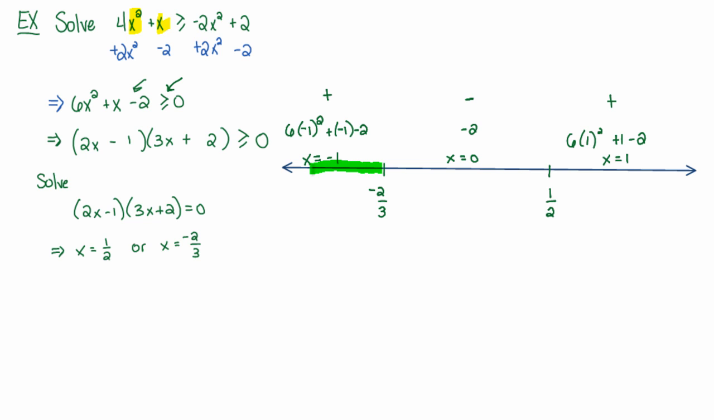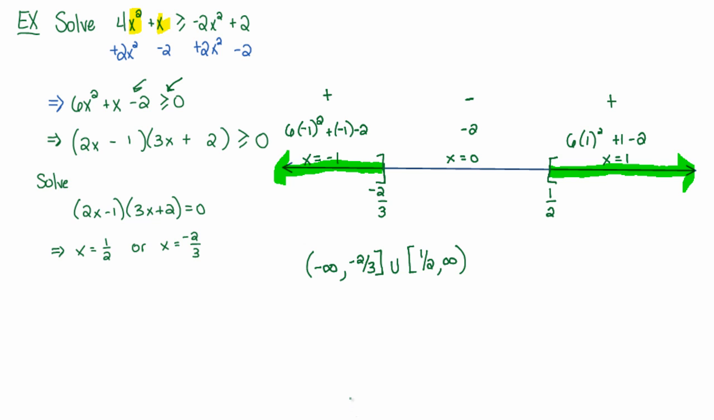That would be this region right here. And I'll draw the little arrow at the end. And this region right here. And again, I shall draw the little arrow at the end. And because we want to include these endpoints, we'll go ahead and put these little brackets here. Therefore, our solution set is the interval negative infinity, all the way up to negative 2/3, and including negative 2/3, unioned with everything starting at 1/2 and climbing on to infinity. Beautiful answer.